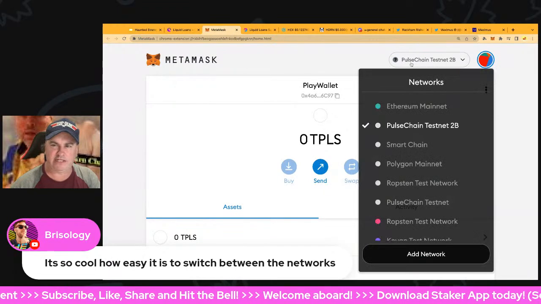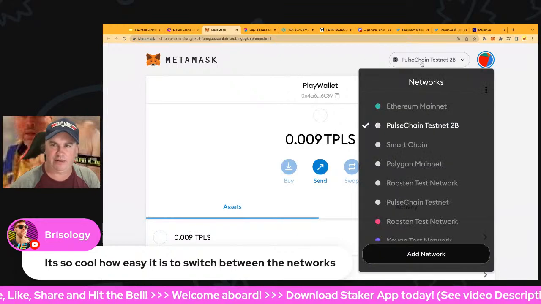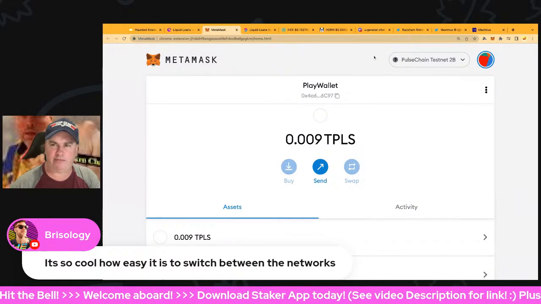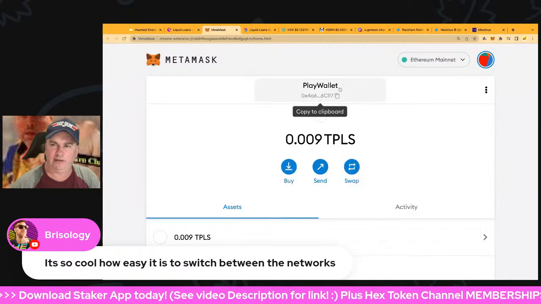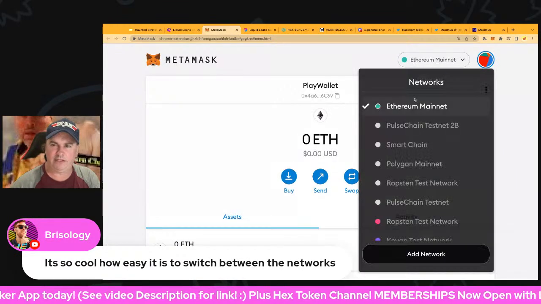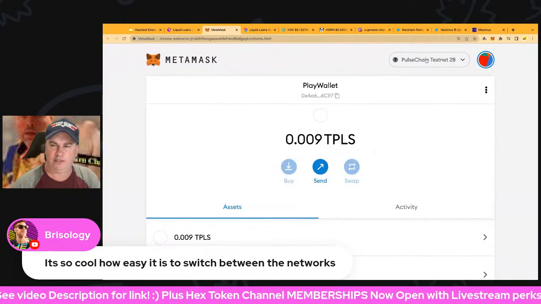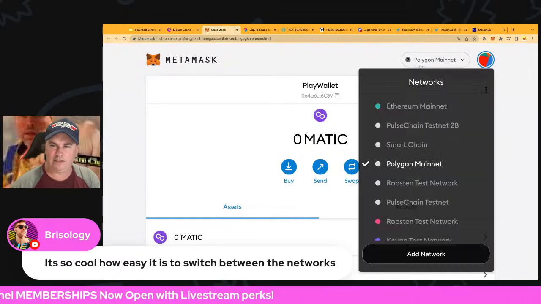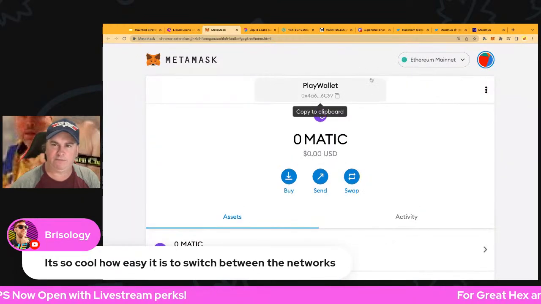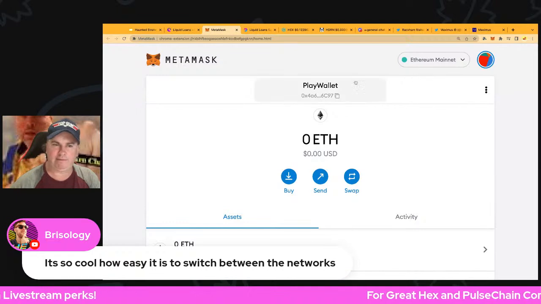That's so cool. You obviously got to add the network there. But they're probably going to have a prompt on the website, I would imagine, that will just say, hey, add this network, and you'll be able to do that. At the moment, it's got Ethereum, and then I jump to Pulsechain, very, very cool. I can go to Binance Smart Chain, bam, Polygon. So it's pretty easy, right? It's pretty easy to do on that one.